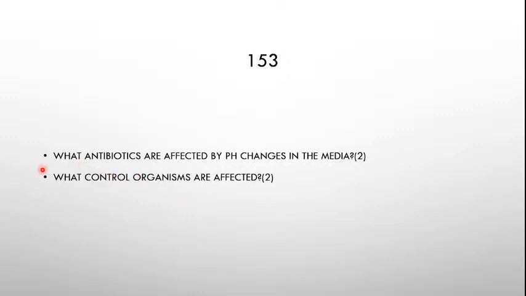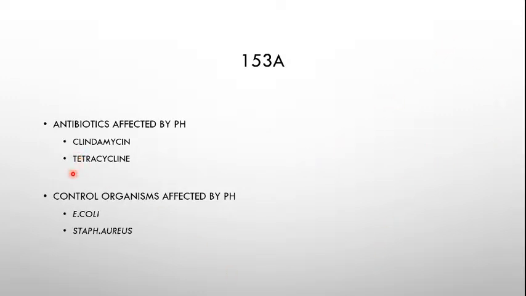Okay? Antibiotics that are affected by culture media, you have to remember this. This is QA, quality control, quality assurance. Under quality control, quality assurance in susceptibility testing, you have to remember 2 drugs, clindamycin and tetracycline. Okay? The control organisms that are usually affected are E. coli and Staph aureus. The analog for gram-negative is E. coli. The analog for gram-positive is Staph aureus.